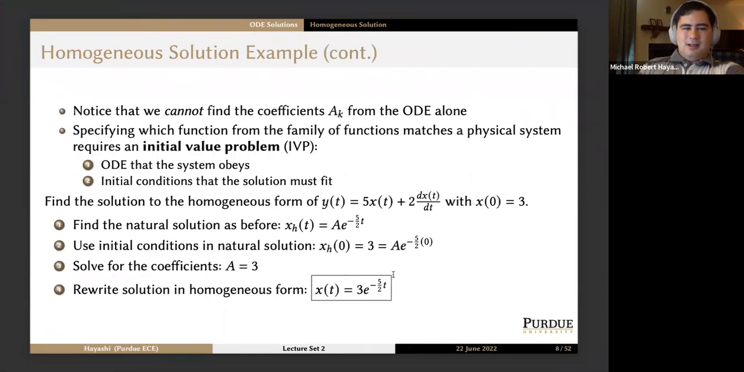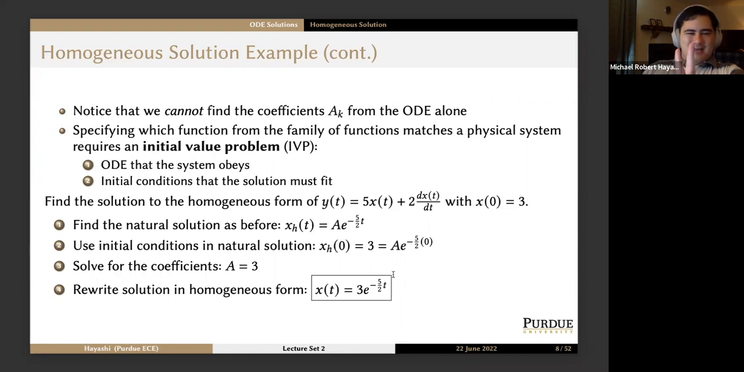And again, we cannot find those coefficients a sub k from the ODE alone. If you want to figure out what those coefficients are, we must have a physical system described by an initial value problem, or IVP. So I'm introducing a little bit of differential equations language here. An initial value problem consists of two things. The first being the ordinary differential equation that the system obeys. We've been doing that in the previous 5 slides.